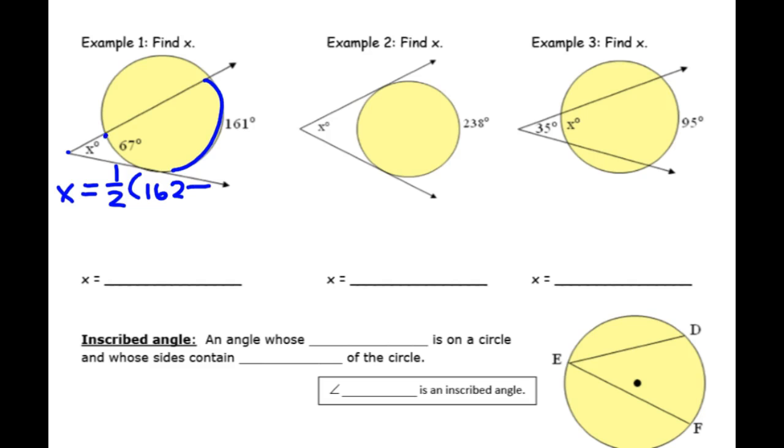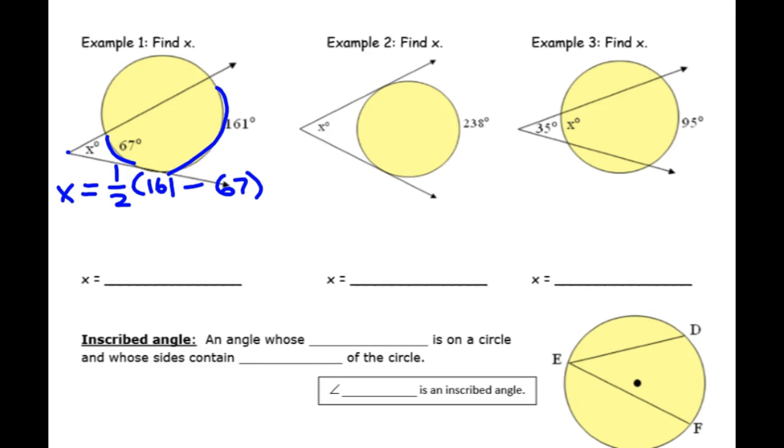What's the small arc? Oh, 161. All right, hold on. 161. My bad. And then minus the small arc is 67. All right, now let's start in the parentheses.